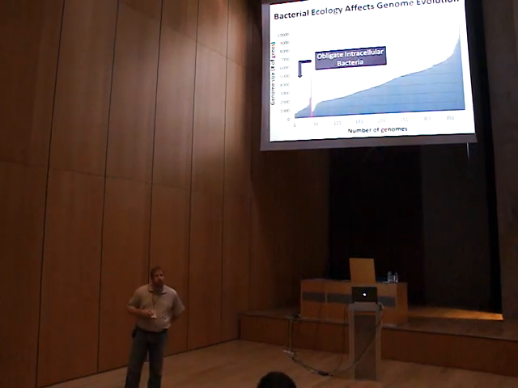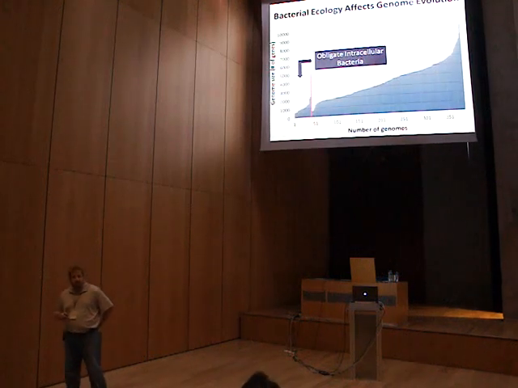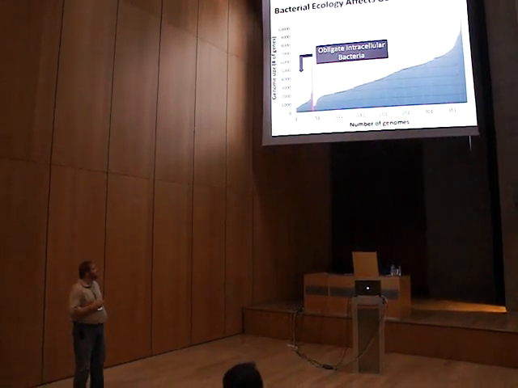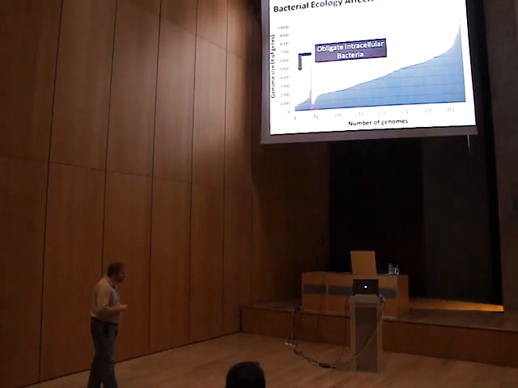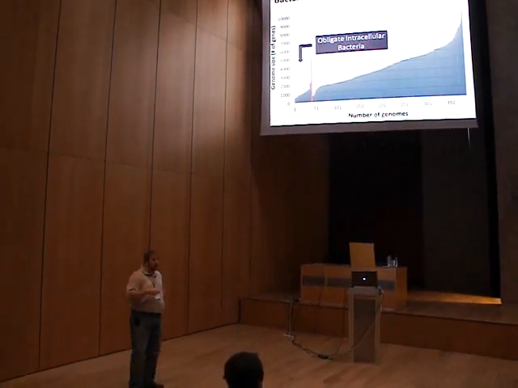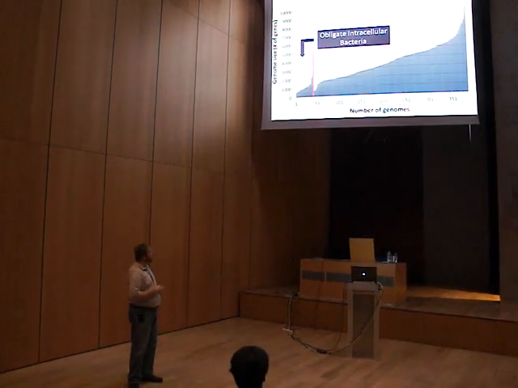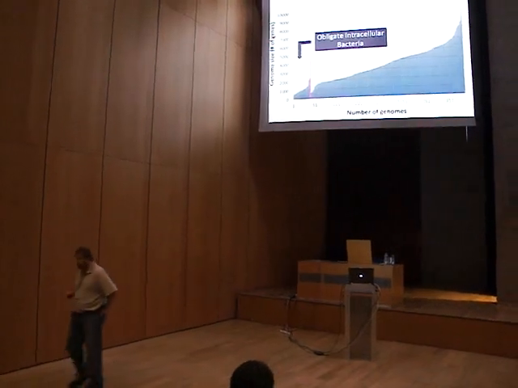As most of us know, obligate intracellular bacteria show unique genome features. In particular, they indeed represent the smallest genomes of life on average in this sample of 384 genomes that include both free-living, facultative, and then all the obligate intracellular bacteria are lumped right here. So of course they have small genomes. Many labs have worked on this question.